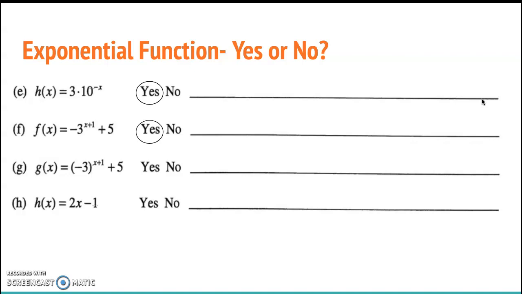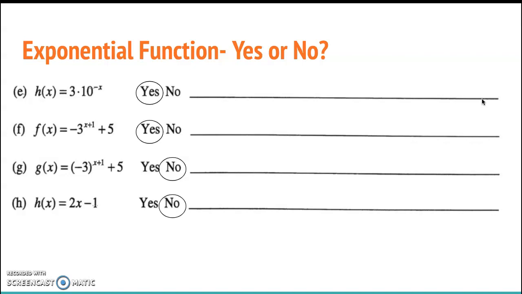It's a common misconception. The negative is a multiplier, if you think PEMDAS, after the 3 is being raised to that power. Whereas conversely, in part G, the negative 3 is all being raised to the x plus 1 power, and we know that because the negative 3 is all in parentheses. So therefore, it's not an exponential function because the base is not positive. And then part H, 2x minus 1, if you recall, that's actually a linear function, your y equals mx plus b, so it is not an exponential function.